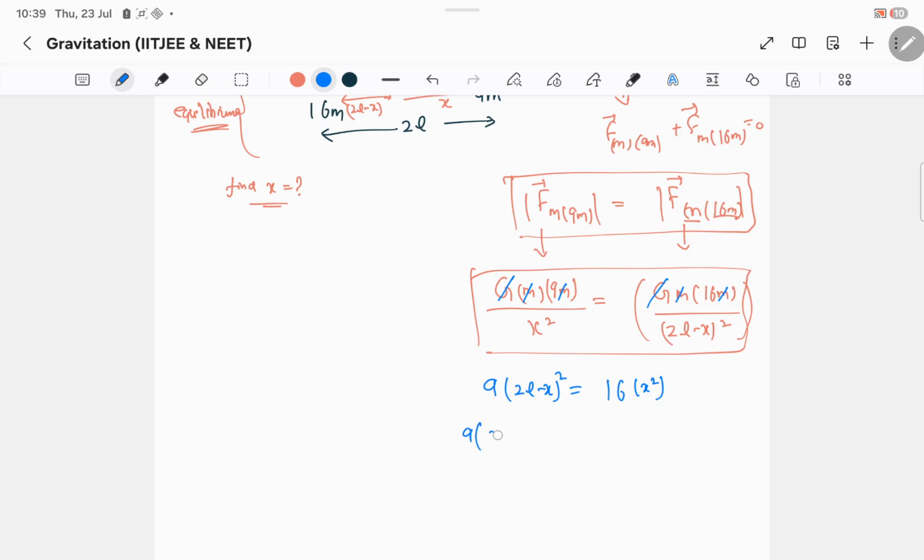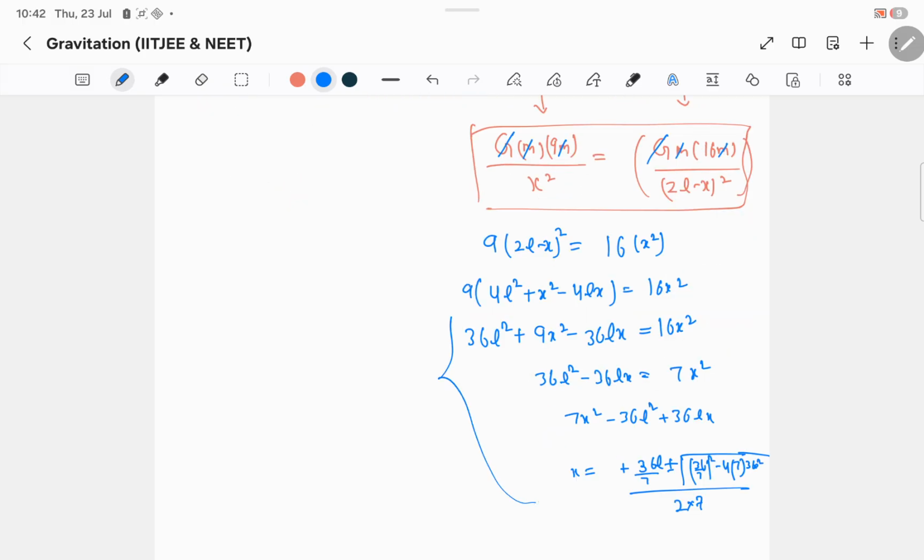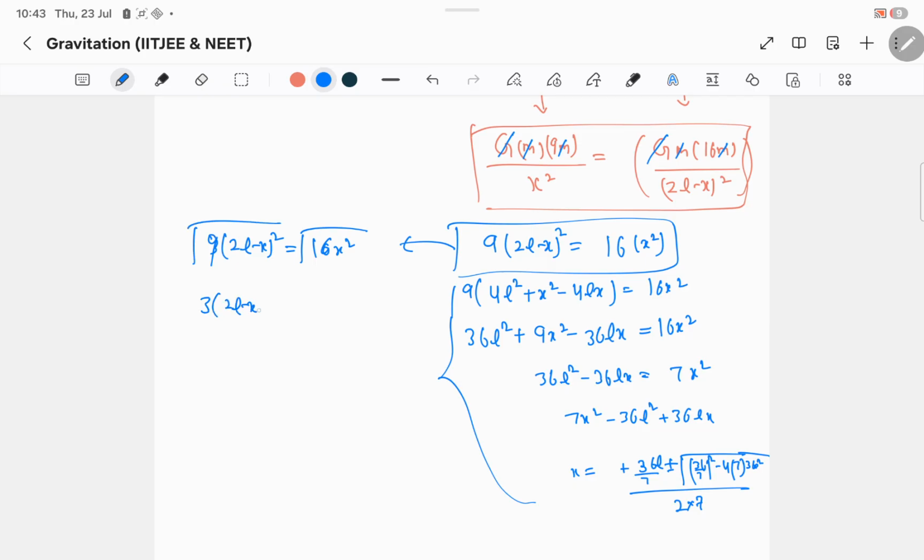So 9 into (4l square plus x square minus 4lx) equals 16x square. Okay, so you can solve this quadratic and you can get the answer, but rather than solving this, you can take square root on both sides. So this will be 3 into (2l minus x). Okay, I will write it first. So you can take square root on both sides, that will make it easy. So 3(2l minus x) will be 4x. Okay, that we can do.